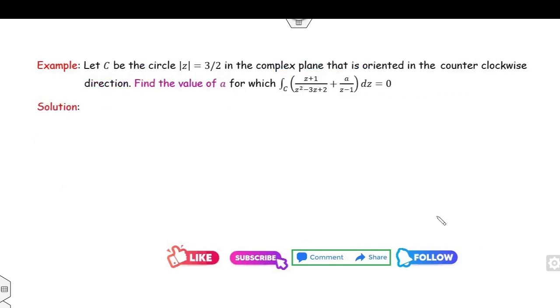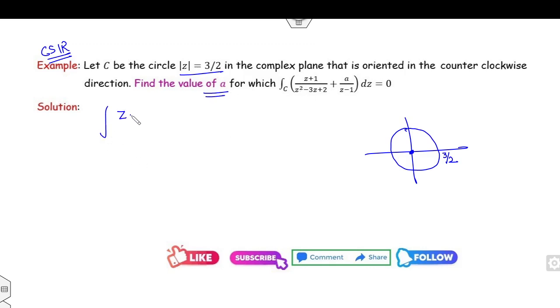Next question, it is again a similar one. This was again asked in the CSIR NET examinations. It's a circle with center 0 and radius 3 by 2, that is 1.5. Find the value of a so that this integration will be 0.